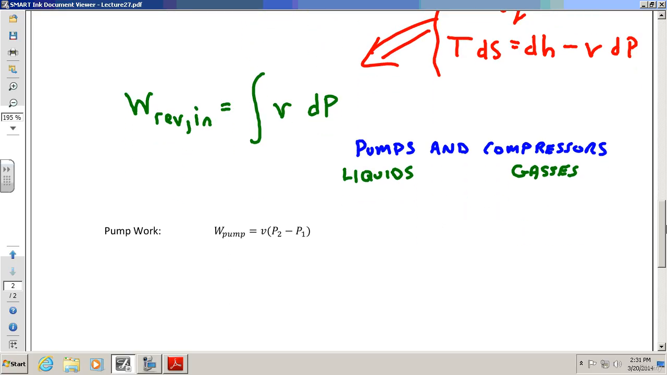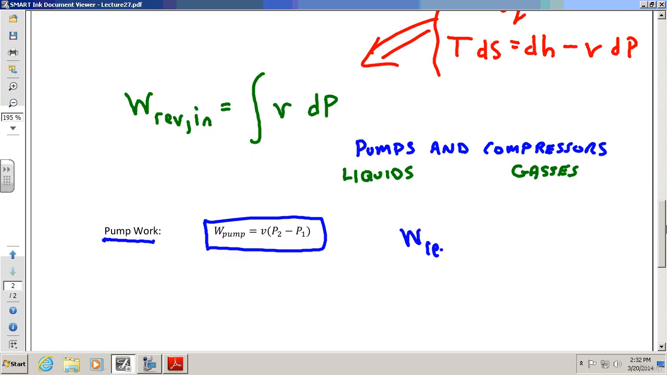Okay. Here's another thing that's interesting. Remember when I said pumps always refer to liquid. If I want to get the pump work, we're going to use this equation a few times. If I want to get the pump work, I'm going to assume it is equal to V (P2 minus P1). Very simply, why? Here's why.